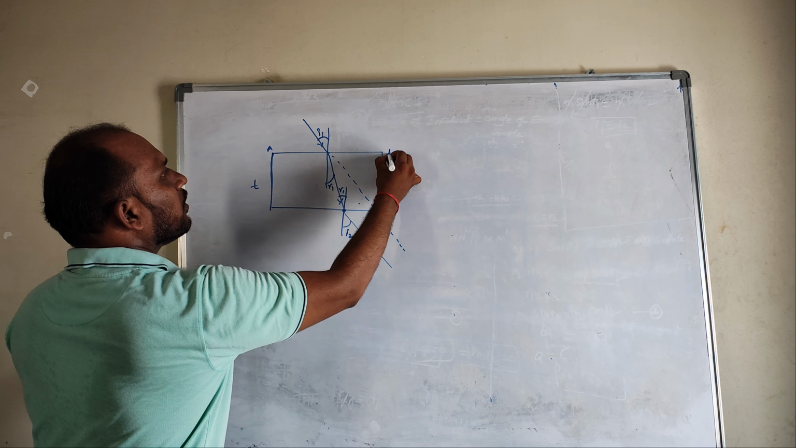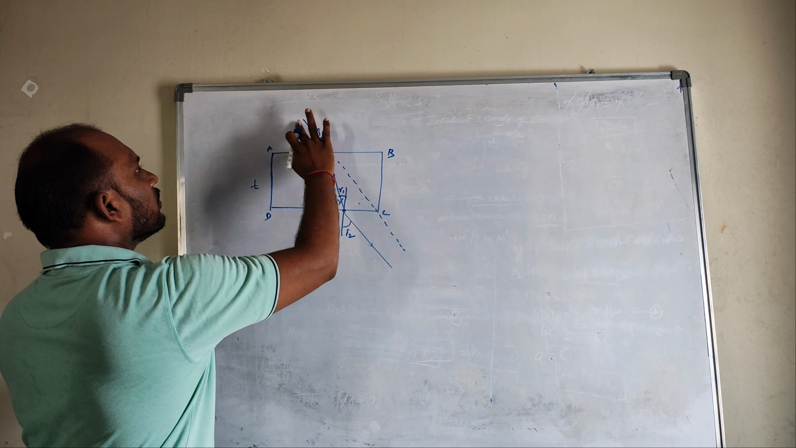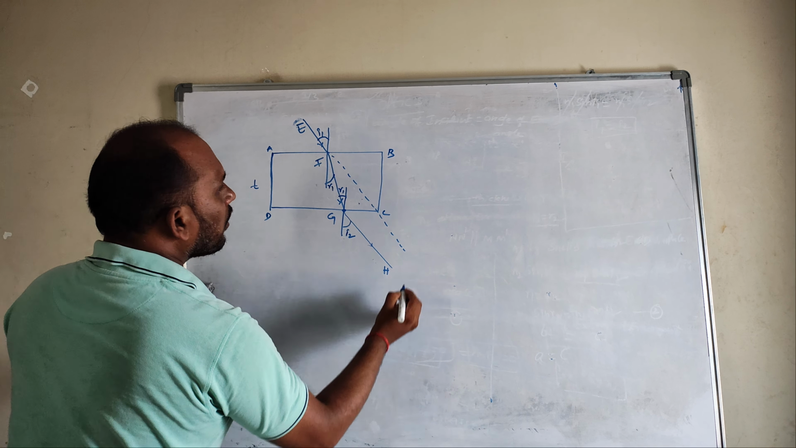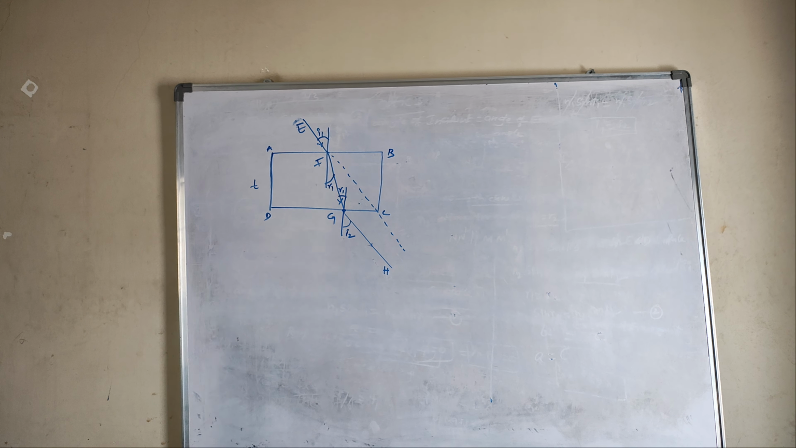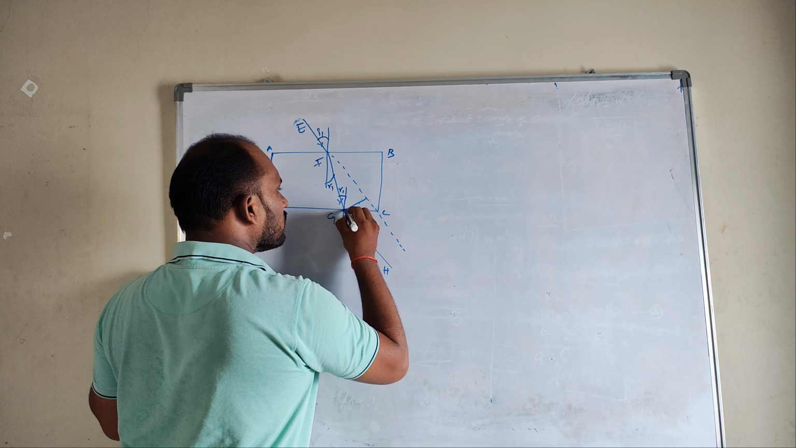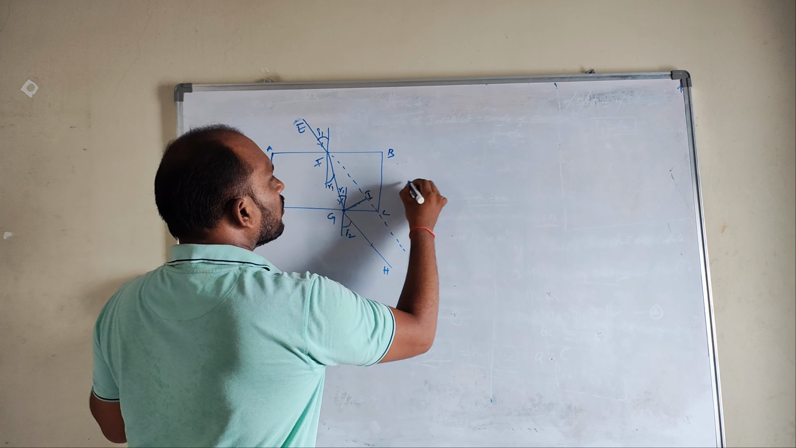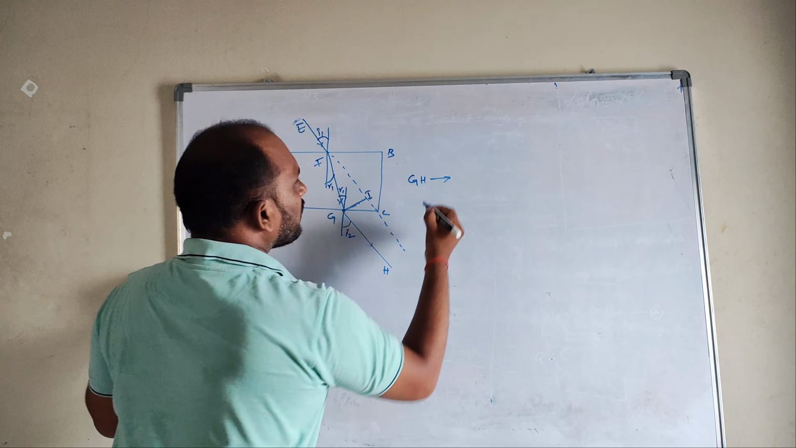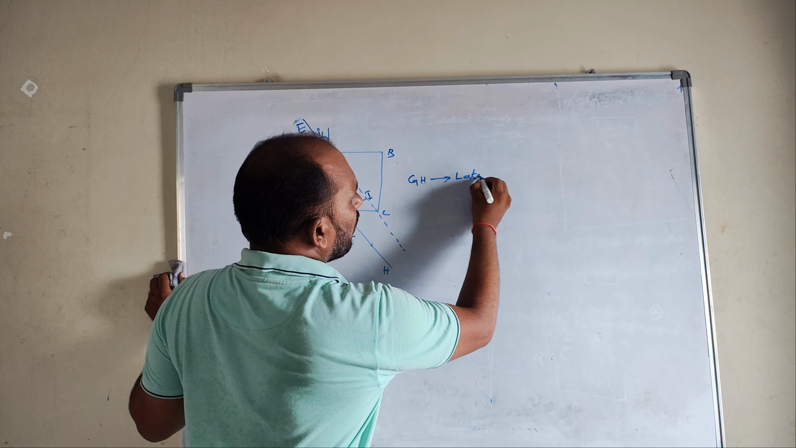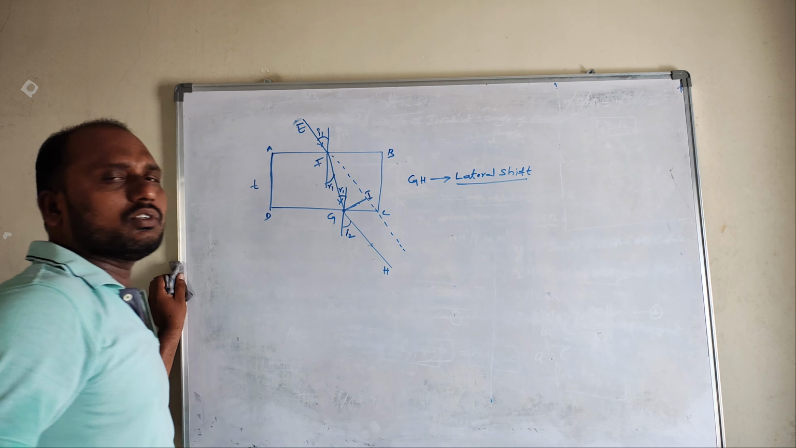Let us say A, B, C, D, E, F, G, H. Now we take a perpendicular. I want this distance, from G to, let us say, I. So GH I want. So GH is called what? Lateral shift. So this is exactly the lateral shift. GH is called the lateral shift.